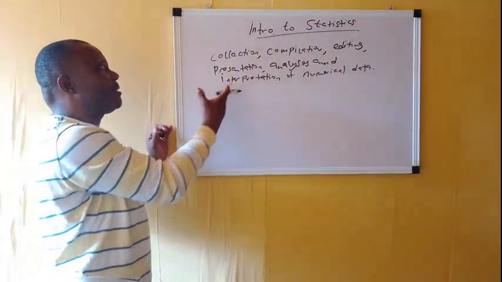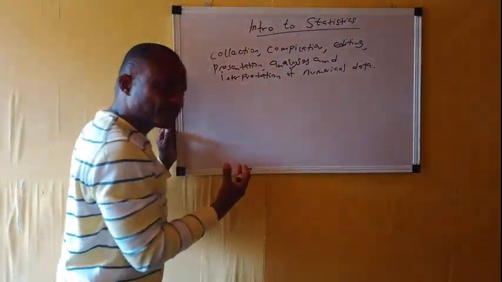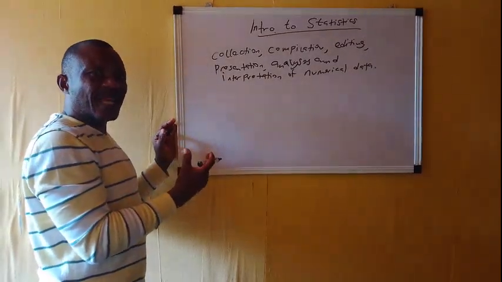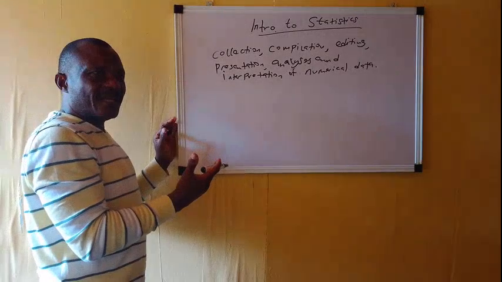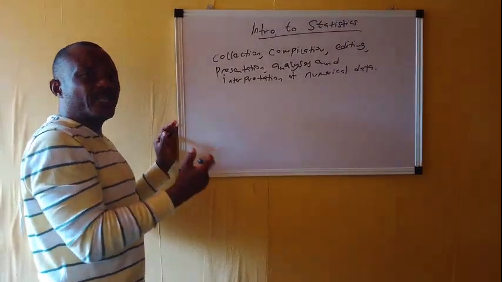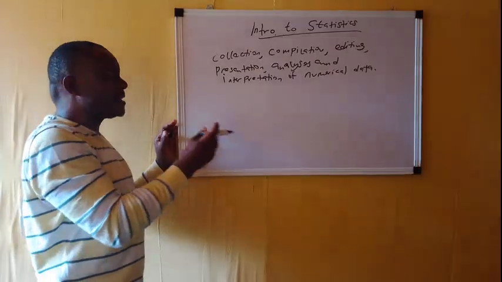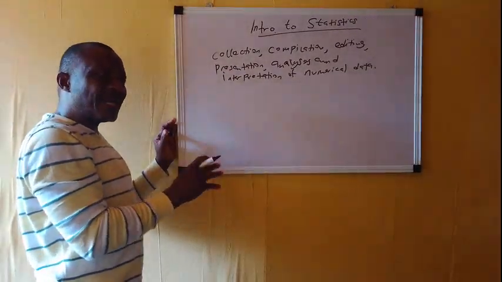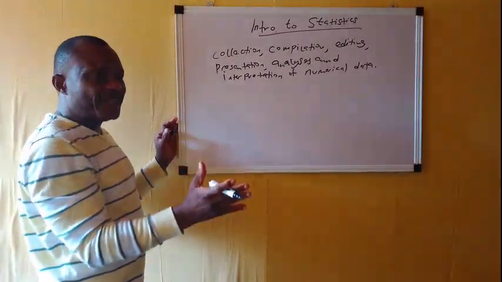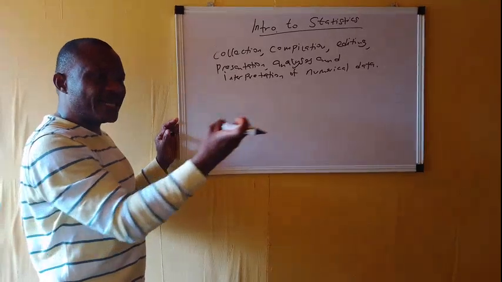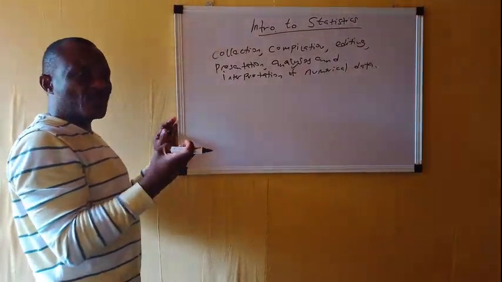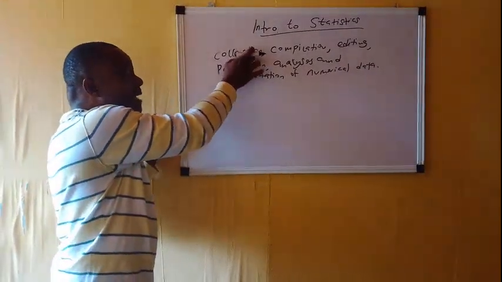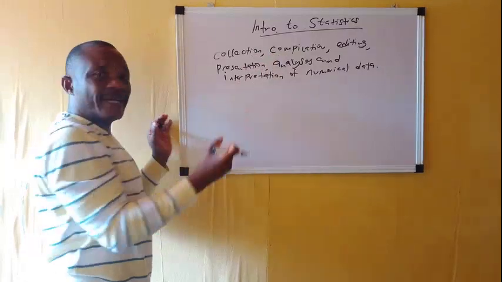The first step is to collect data. Data are raw materials that a statistician works with. The same way a farmer goes to the farm with his tools, a statistician works with data. Data can either be live data, taken from a primary source or a secondary source. Then when data are now collected, you compile them.